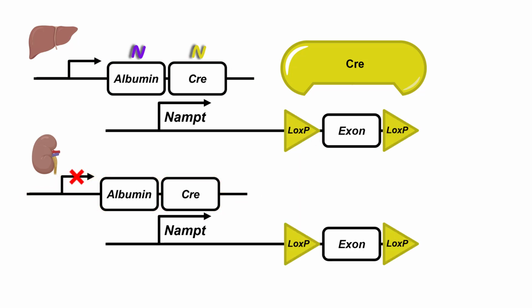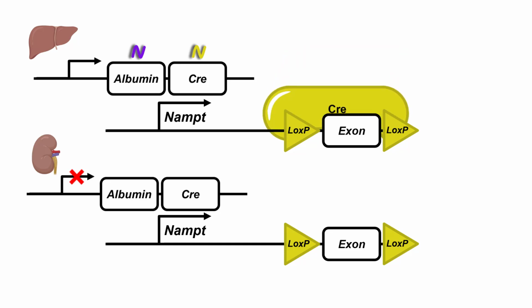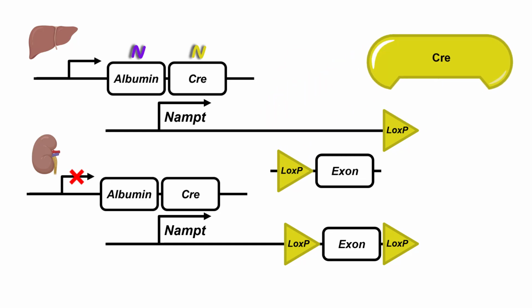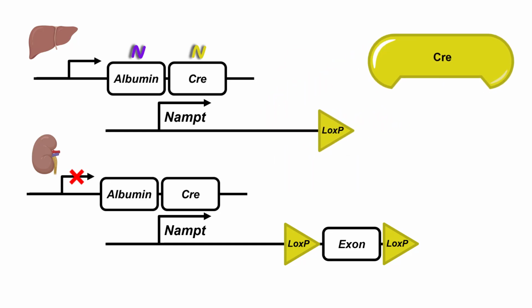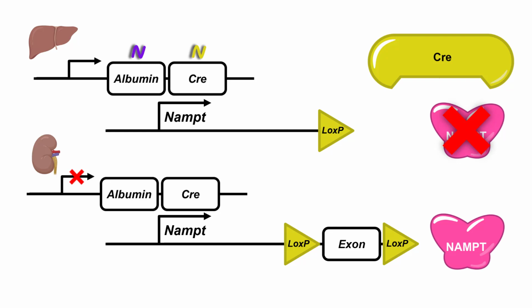LoxP sites are placed around an important part, such as the critical exon of another gene. Let's say NAMPT. When Cre recombinase is expressed in cells that make albumin, Cre recognizes the loxP sites and excises the NAMPT gene sequence. Thus, these specific cells will not be able to express functional NAMPT, while other cells are still able to.